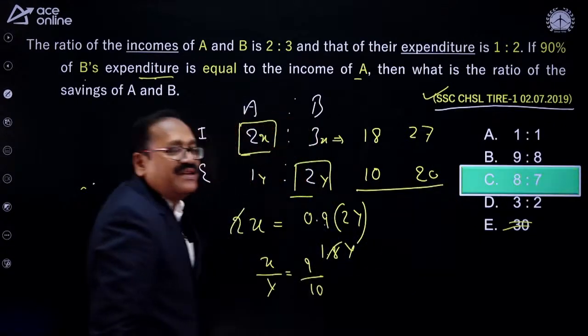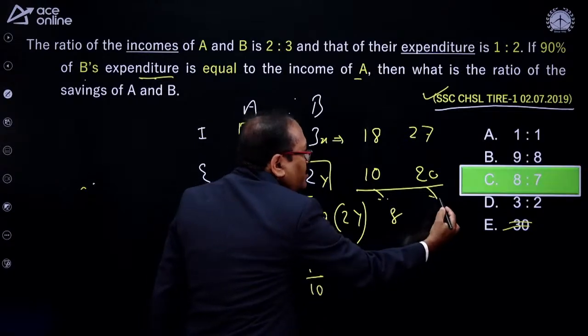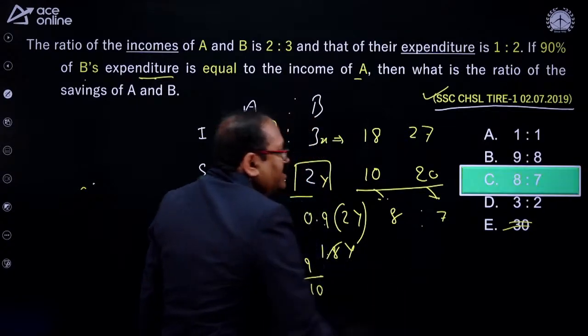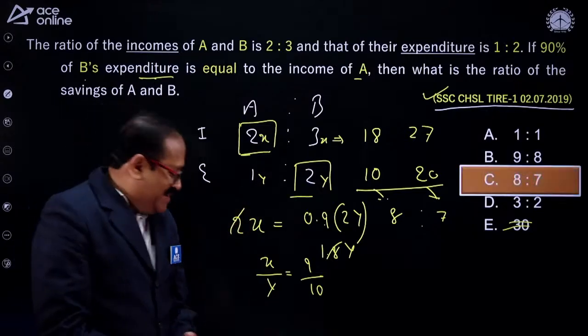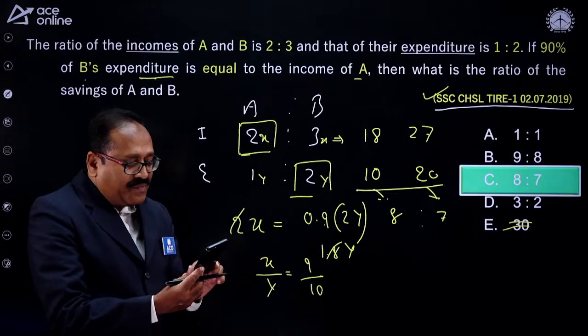So what will be the saving? The saving in the first case is 8, and the saving over here is 7. So what is the ratio? 8:7. Anyone answer the question? 8:7. Yeah, Mr. Poonam Naresh.